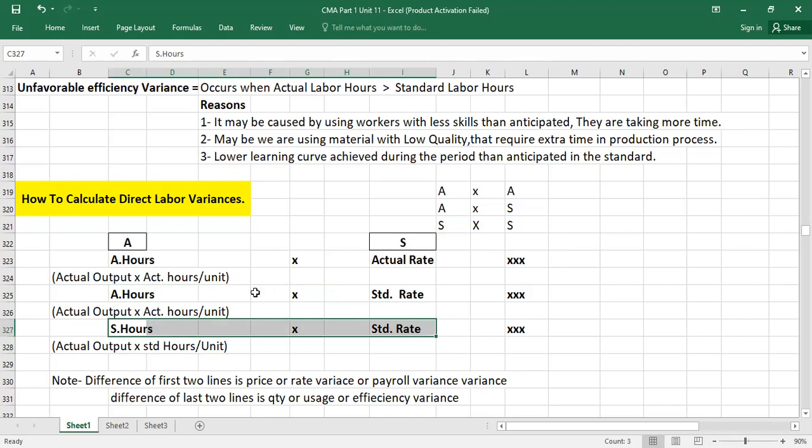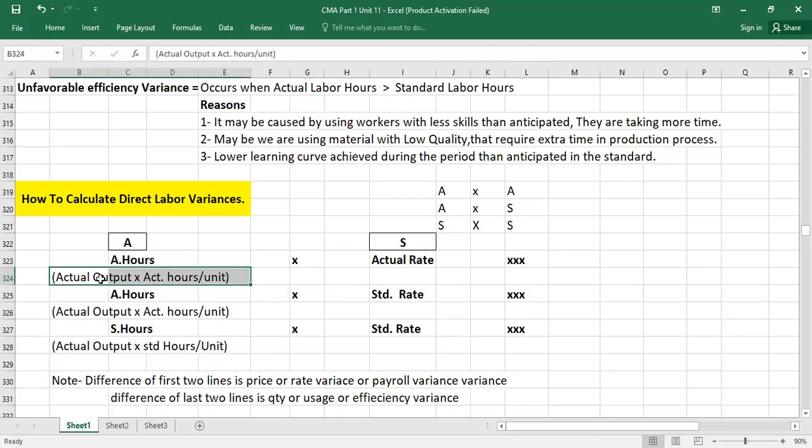Here you need to remember how to calculate the actual hours. I told you before as well: to calculate actual hours, we take actual output multiplied by actual hours per unit. The same formula is repeated here, because in the second line we also need actual hours. But in the third line we need the standard hours that should have been used for the actual level of production. To calculate the standard hours, we take actual output multiplied by standard hours per unit. Standard hours per unit is also called budgeted hours.